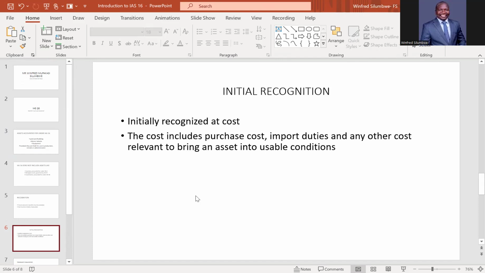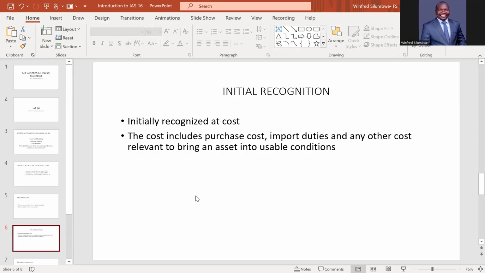We're saying now, initial recognition, meaning when the asset is just bought or when the house is just built, what cost do you put in your balance sheet? What cost do you put in your books of account? Number one, it should initially be recognized at cost, meaning you gather all the total costs associated with building that house, or with buying that asset. Then that cost is the one that you recognize in your books of account.